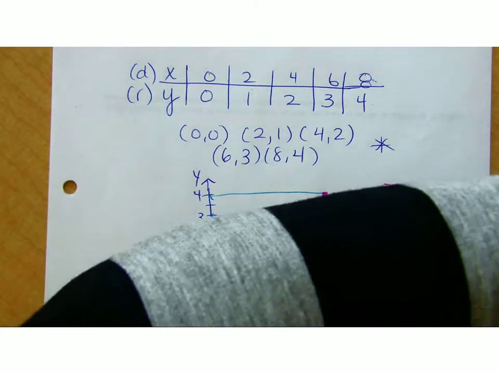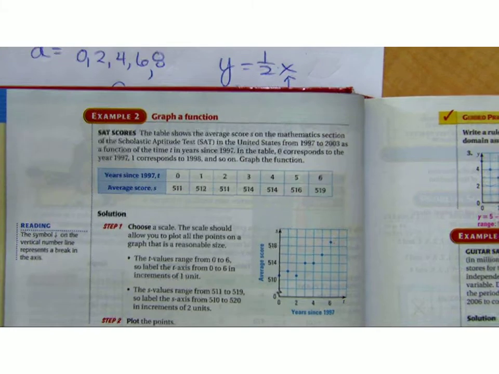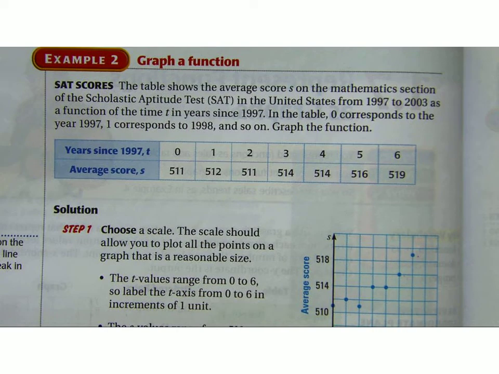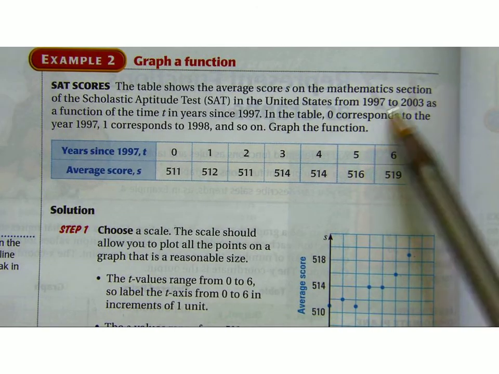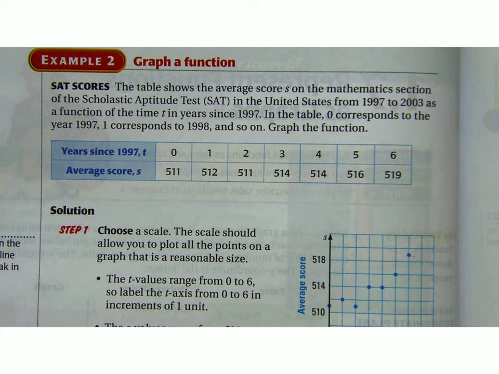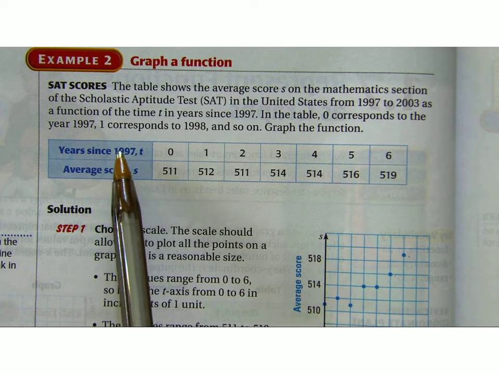Okay, so sometimes they're going to give you a table of values already. So I want you to take a look at this example right here, if you're with me on page 45. So this is kind of funny. We were just talking about the SAT. So here are the SAT scores that were the average in the United States from 1997 to 2003. Okay, now look at this. Notice what your input is. Your input is the years since 1997.